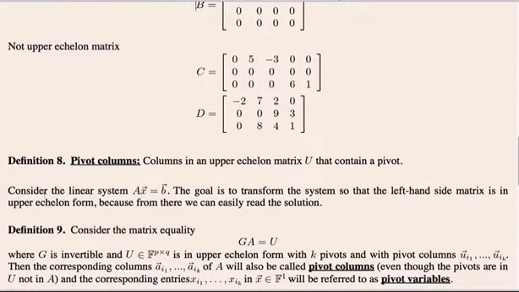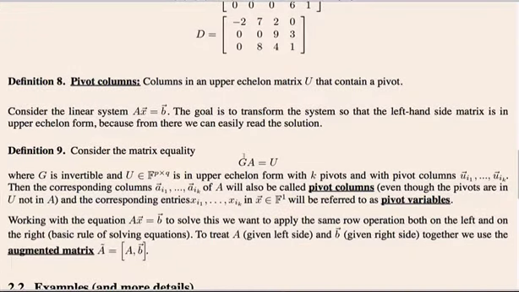And then if you consider a linear system in the form Ax = b, our goal is to transform the system so that the left-hand side matrix is in upper echelon form, because from there it turns out that it's easily solvable. So we're going to use multiplication, as I mentioned, of the linear system in order to transform the A matrix into echelon form, upper echelon form.